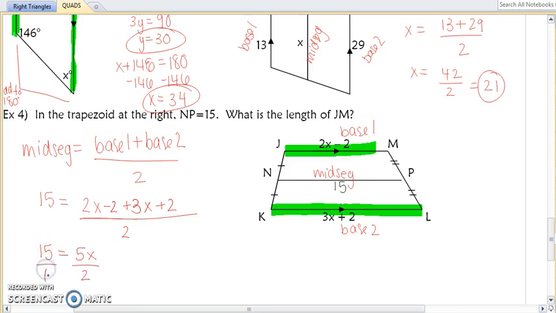Now, think about what we can do now. Let's set 15 over 1. From here, it's a cross multiplication problem. So 15 times 2 and 1 times 5x. Divide both sides by 5, and we get x is equal to 6. To find the length of JM, plug it back in.